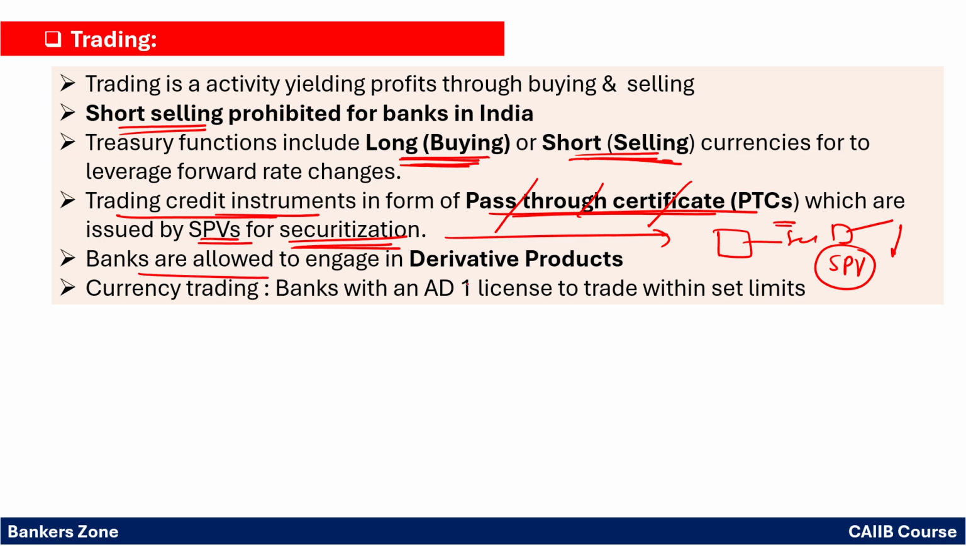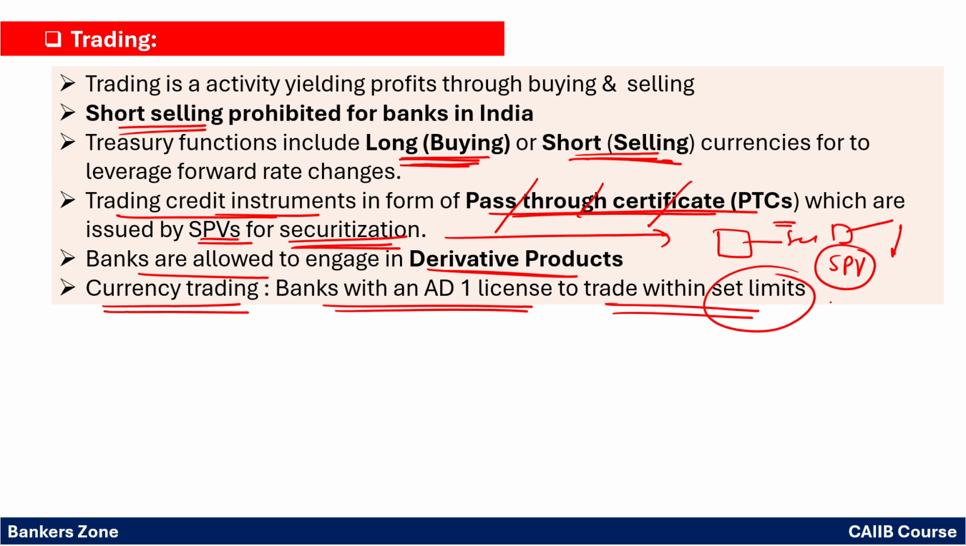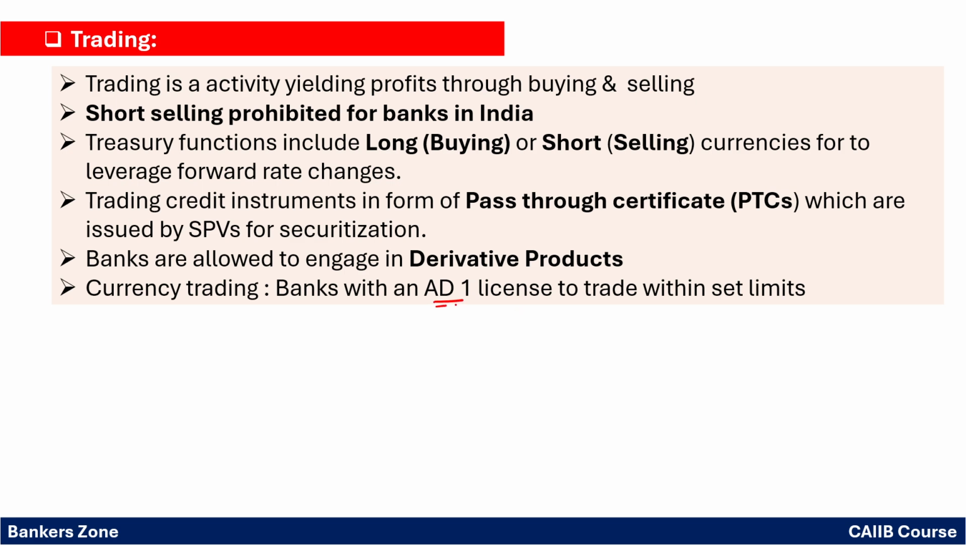Banks are allowed to engage in derivative products. Currently, for currency trading, only a bank with an AD1 category license will be able to trade, and obviously they will have some limits. Okay, only category AD1 license banks can trade in foreign currency.